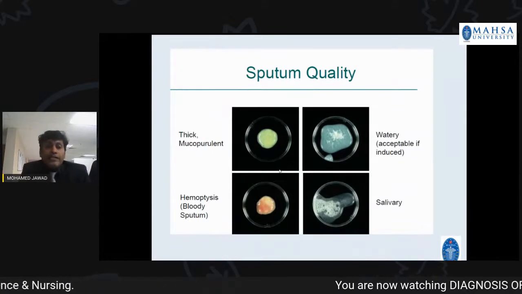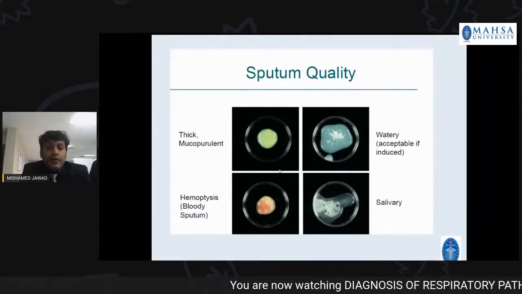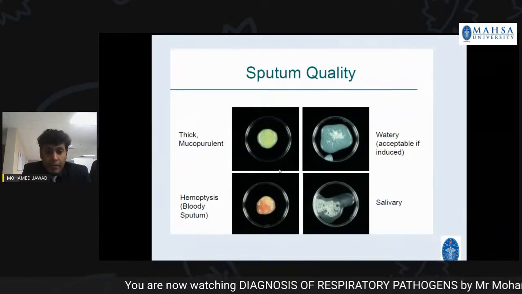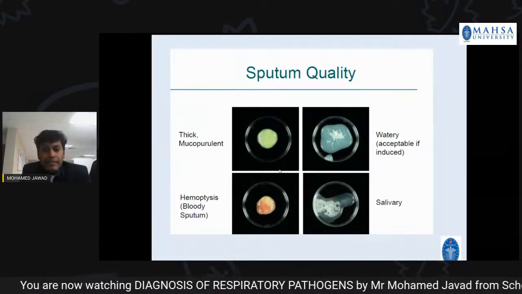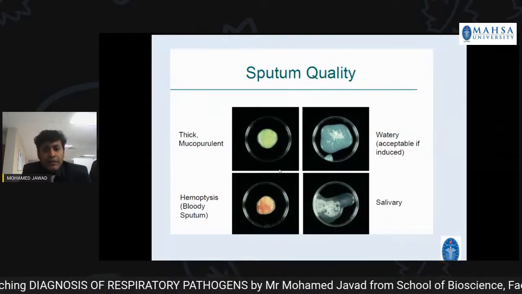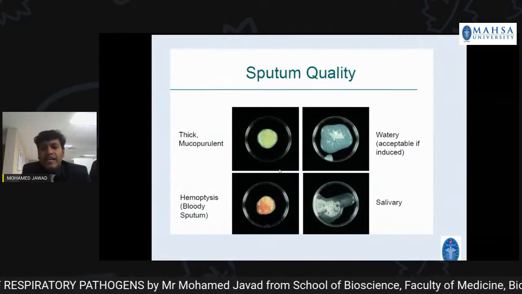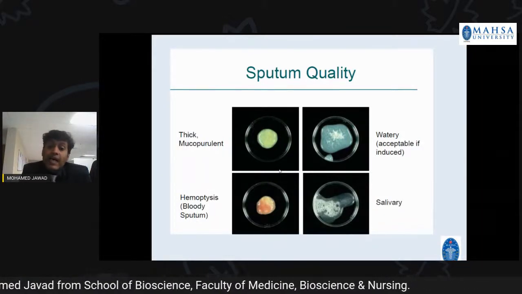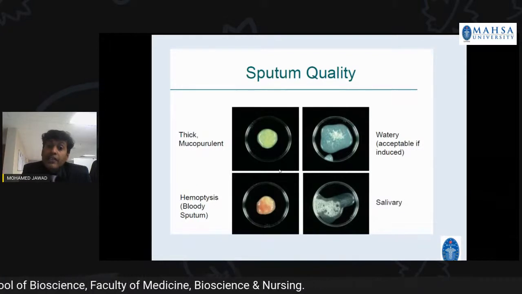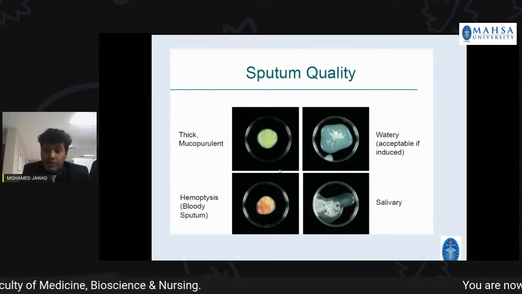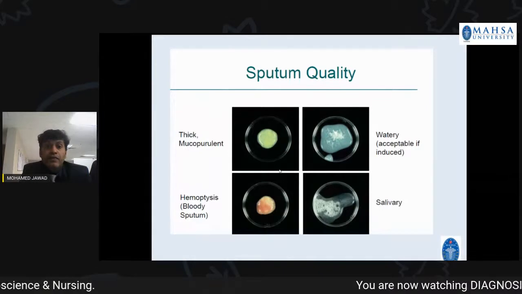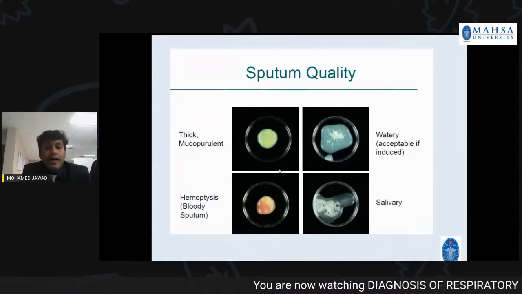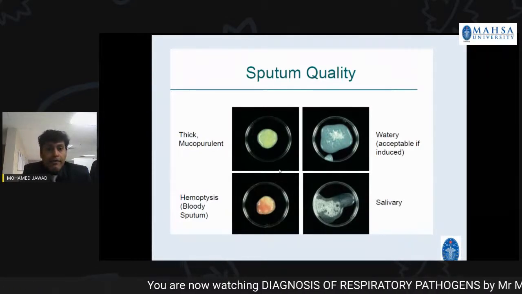Then sputum quality: you can see thick and mucopurulent. You can see the pictures. Then there is bloody sputum; in some conditions, you can see bloody sputum. Salivary sputum is unacceptable. Then watery sputum is acceptable only in the case of an induced specimen. Induced, we have to collect by induction, and we can use that. Otherwise, it is unacceptable.